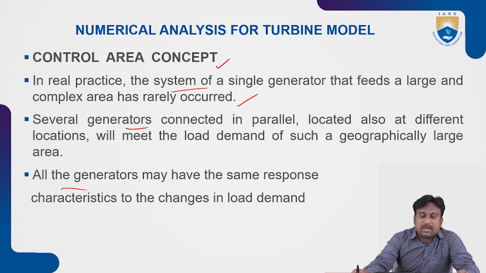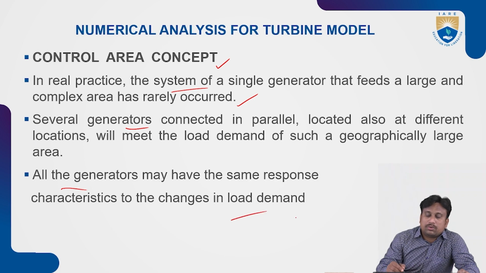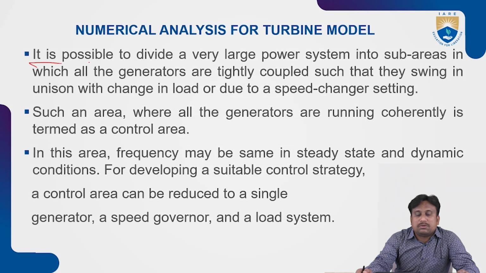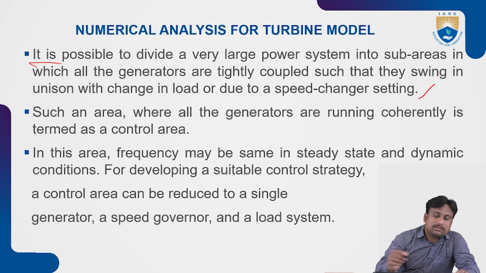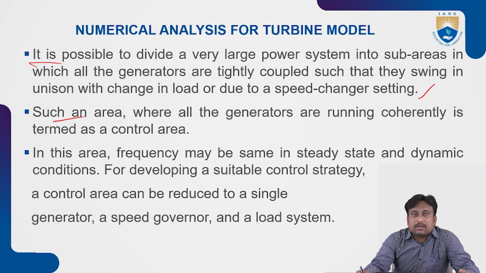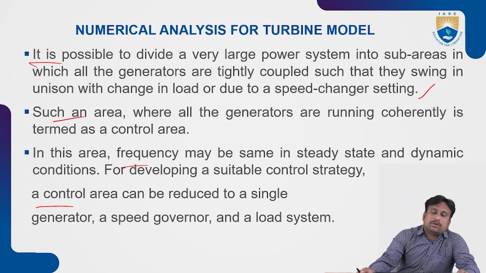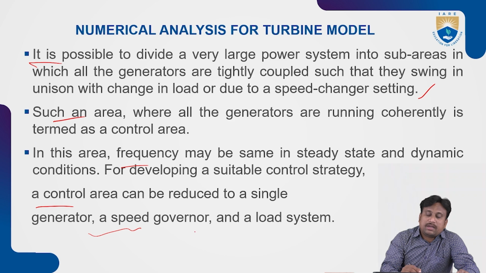All those generators may have the same response characteristics to changes in load demand. So it is possible to divide a very large power system into sub-areas in which all the generators are tightly coupled, so that they swing together with a change in load or a speed change setting. Such an area where all the generators run coherently is known as a control area. In this area, the frequency will be the same in steady state and dynamic conditions. For developing a suitable control strategy, we introduce a control area that can be reduced to a single generator, which may be treated with the speed governor mechanism and connected by the load on the system.